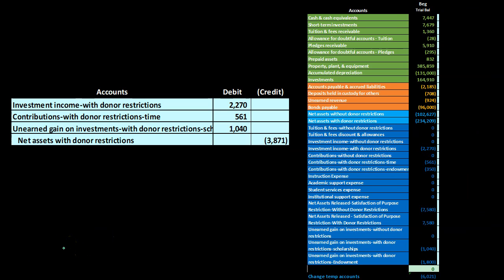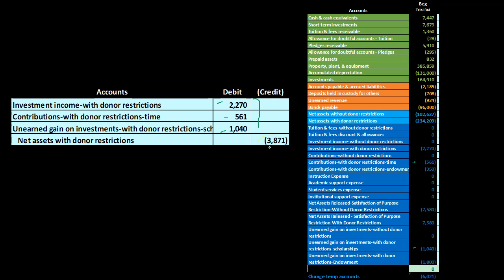Next, we're going to be closing out items that do have restrictions, but not yet the endowments. So we're going to be taking a look at the investment income with donor restrictions. It's got a credit in it. We're going to do the opposite thing to it and debit it. We've got the contributions with donor restrictions with relation to time, not the endowment. It needs a debit to go down to zero. And then we have the unrealized gain on investment with donor restrictions with regards to the scholarship, having a credit in it. We need to debit it to make it go down to zero. The credit then, summing those three up, will add up to $3,871.